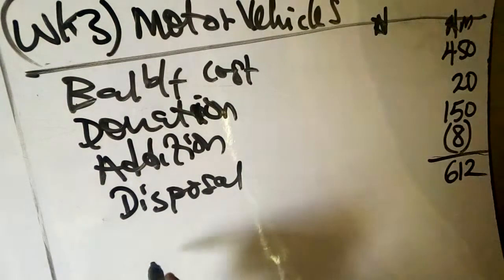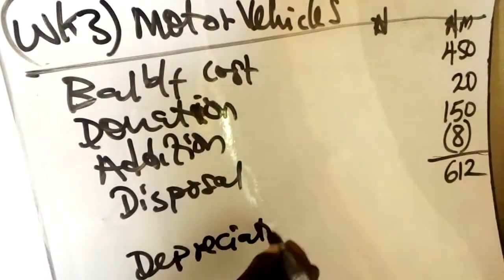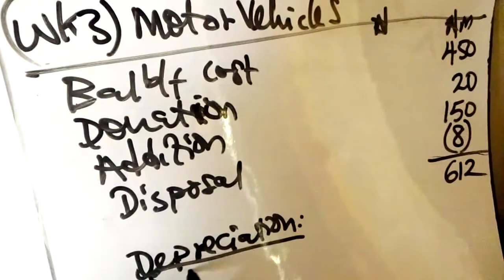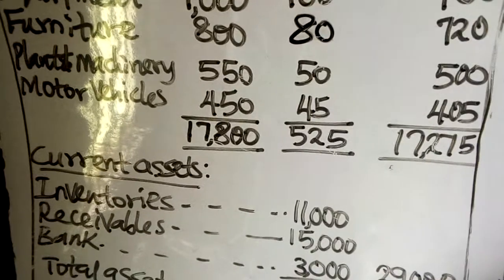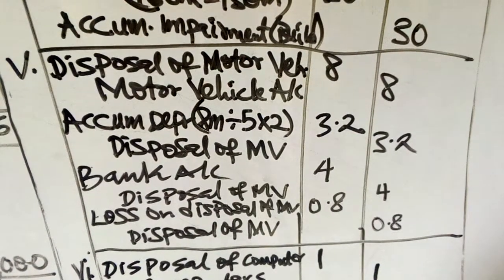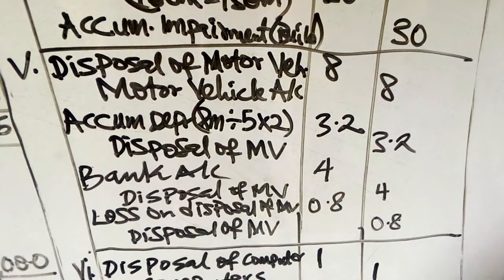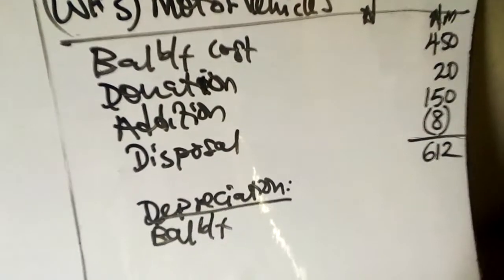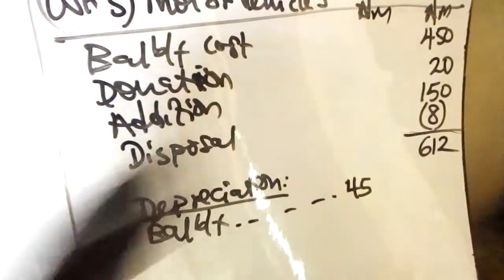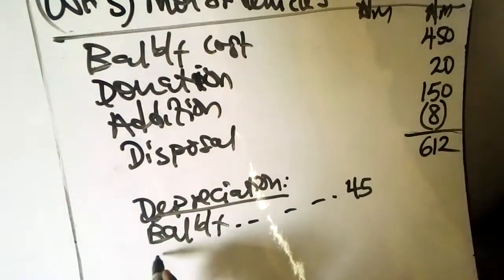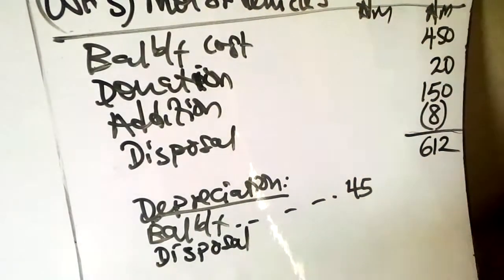Then you now have depreciation. We have balance brought forward, the depreciation of motor vehicle from the unadjusted statement of financial position, which is 45 million. Then the accumulated depreciation of motor vehicle disposed is 3.2 million. That is the one on disposal.